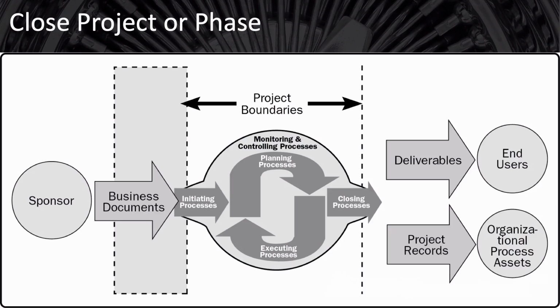But what you need to keep in mind is that this cycle of 5 process groups, initiating, planning, executing, monitoring and controlling, and closing, are also repeated for each phase of a multi-phase project. If you have a project that has 3 phases, then it will go through initiating, planning, executing, monitoring, controlling, and closing 3 times.